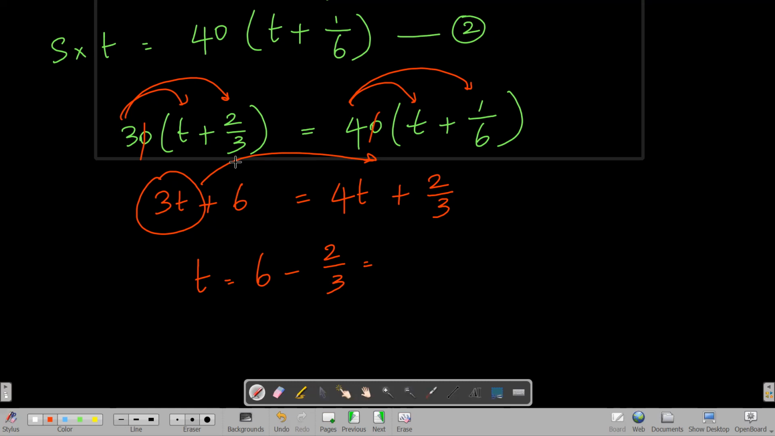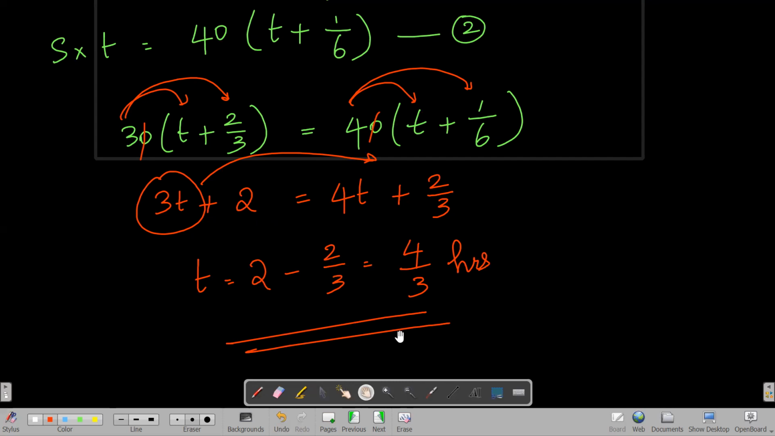3t plus, oh my God, this is 2. I made a small mistake here. 3t plus 2, okay, because 3 into 2 by 3 is nothing but 3t plus 2, that is equal to 4t plus 2 by 3. So that gets you t, okay, that is equal to 2 minus 2 by 3, and that is as good as 4 by 3. So you are getting the value for t here as 4 by 3 hours.